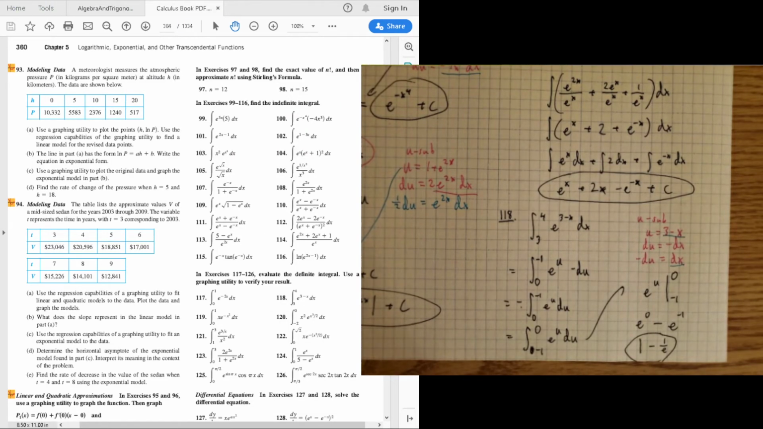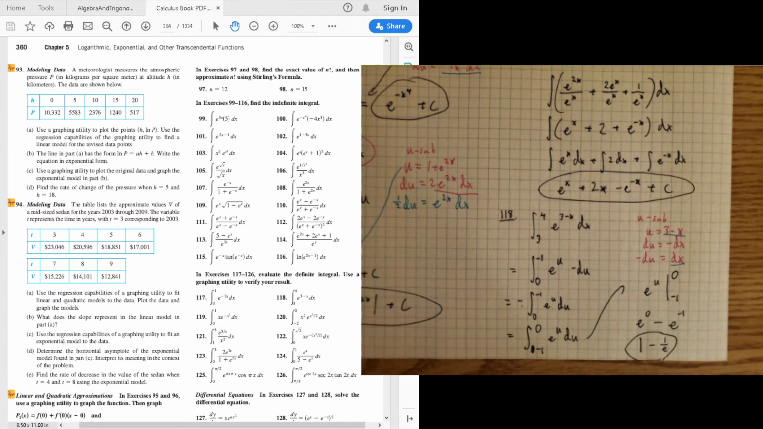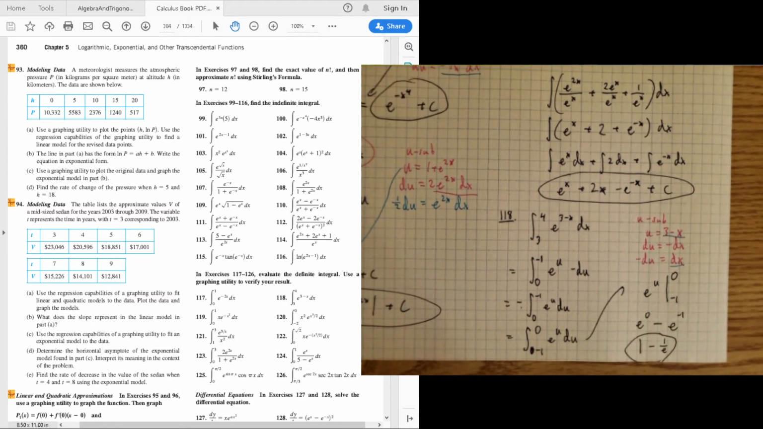So that's 118. This is a u substitution where we have an integration. We'll do number 120 to finish out. That'll be our last problem together, and that'll be it for today. Let's do number 120.